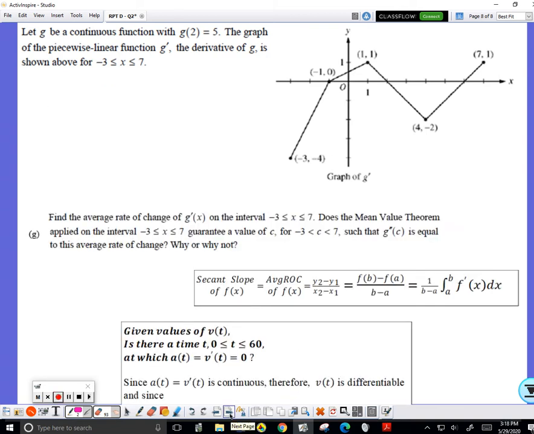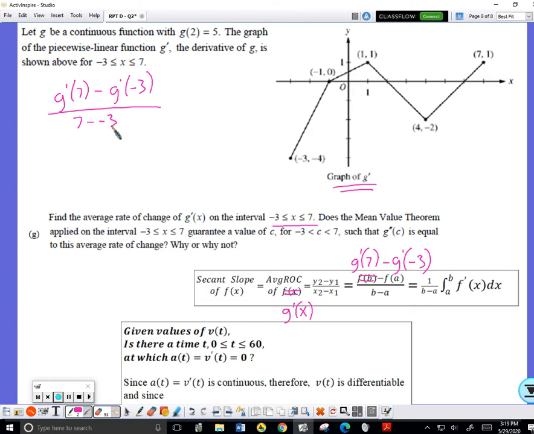Find the average rate of change of g prime on the interval. So now we're doing average rate of change of g prime. Means we've got to go find g prime of 7, subtract g prime of negative 3. That's actually easier because they gave me a graph of g prime. So I write g prime of 7, subtract g prime of negative 3, divided by 7 minus negative 3.